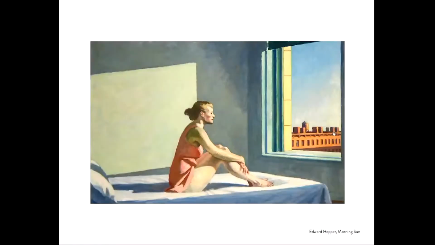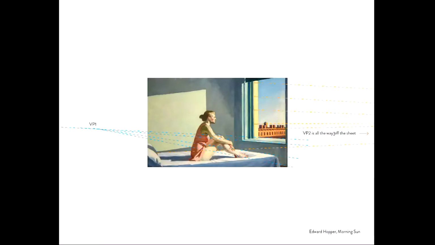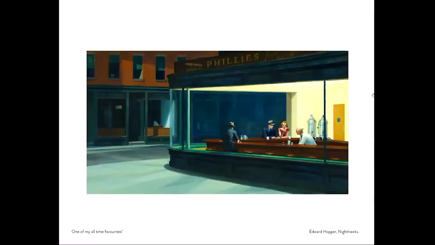Another Hopper, Morning Sun, another favourite of mine. Two vanishing points, and once again, another one all the way off the sheet. And there's power to doing this by putting the vanishing point all the way off the sheet, because it gives a sense of mystery, intrigue, and it pulls our eye away from the centre of where we're looking.